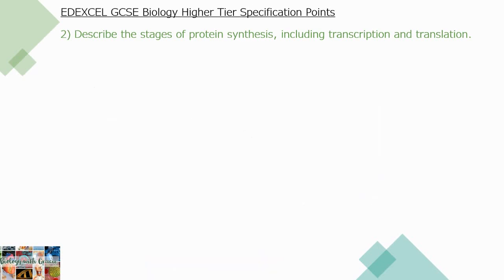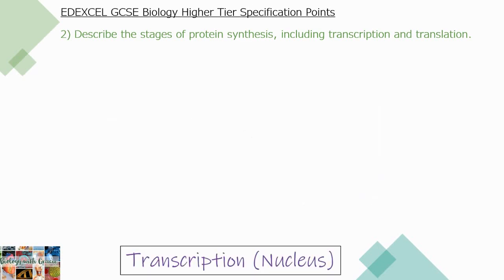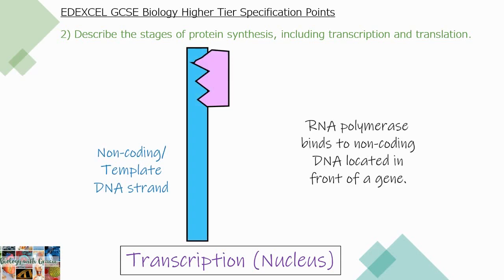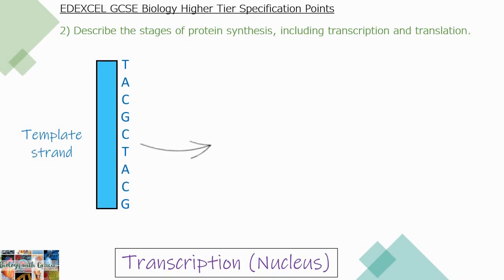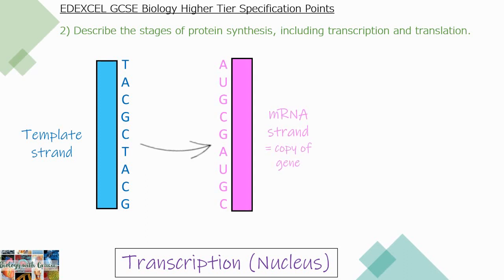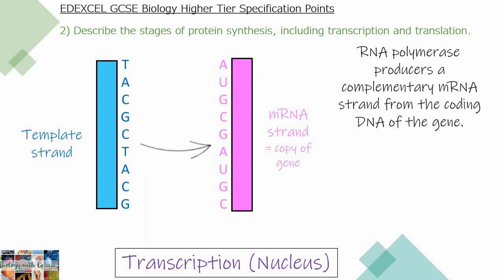After the DNA strands have separated, RNA polymerase, which is an enzyme, binds to the non-coding DNA. So it binds to the template DNA strand, which is located in front of the gene. After the RNA polymerase binds to the template strand, an mRNA strand, which is a copy of the gene, is actually produced. This is produced by the RNA polymerase, and it is a complementary mRNA strand, which is produced from the coding DNA of the gene.